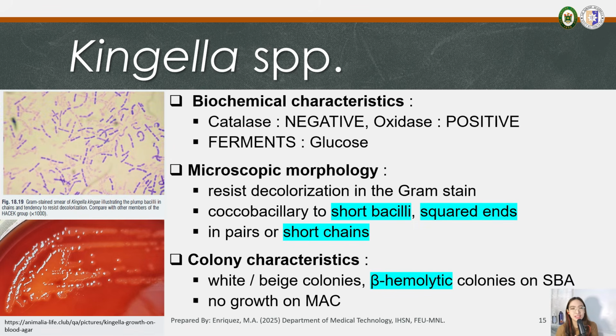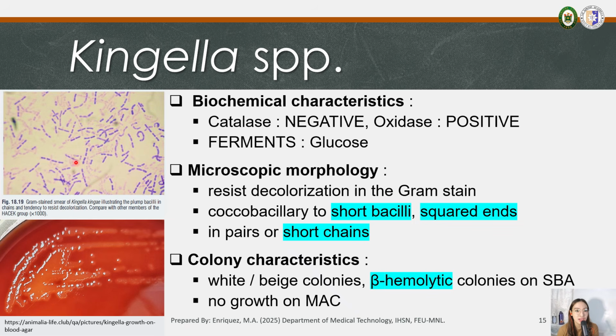So, although Kingella species is classified as a gram-negative bacilli because they have a gram-negative cell wall, they have been documented to resist decolorization in gram staining. So sometimes they might appear gram-positive, as we can see right here in this example, here in figure 18.9. All right. So they have been described as cocobacillary to short bacilli with squared ends.